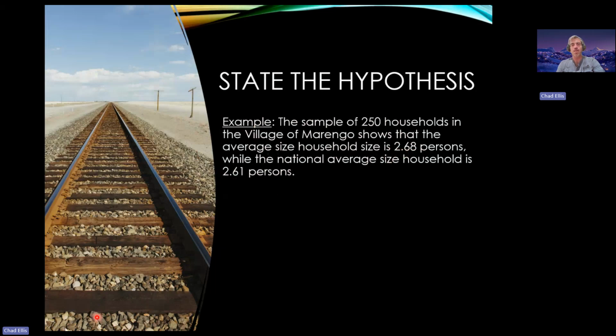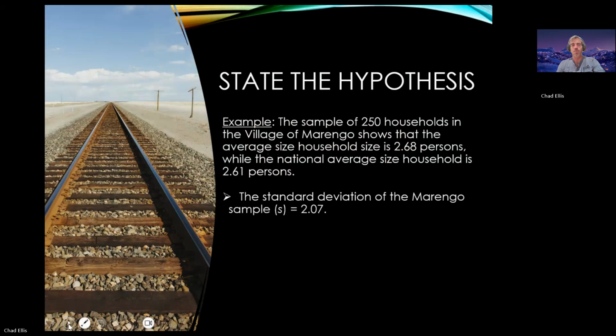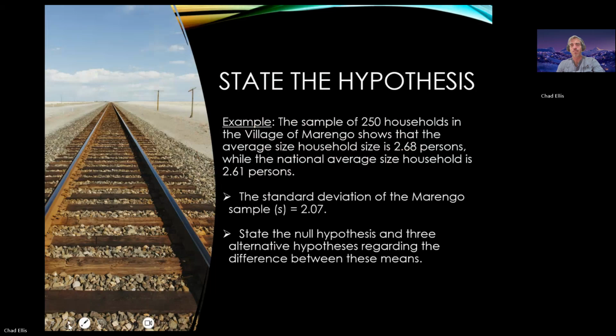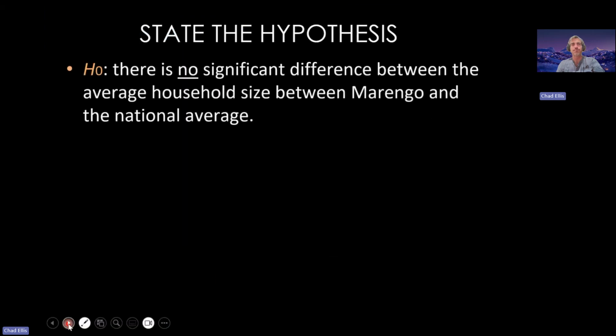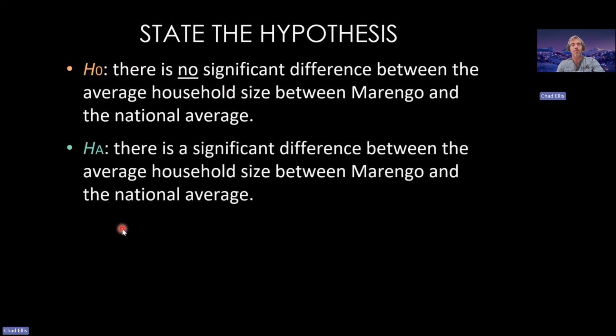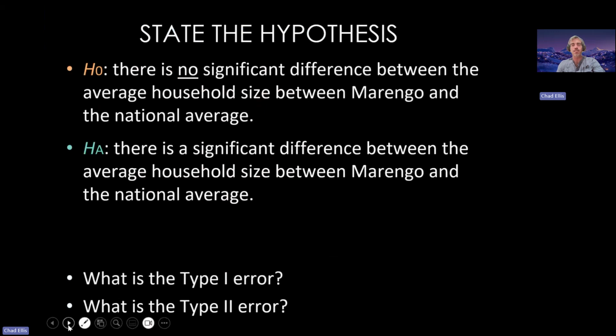So just to go over what our data is here, our standard deviation is 2.07. The first thing that we're going to do with our classical hypothesis test is determine the null hypothesis and the alternative hypothesis. The null hypothesis is that there's no significant difference in the average household size between Marengo and the national average. The difference that we see is just due to random sampling error. The alternative hypothesis is that there is a significant difference between the average household size between Marengo and the overall national average.